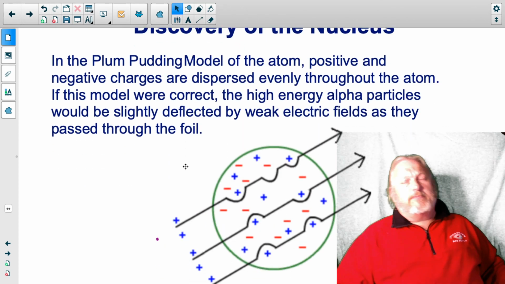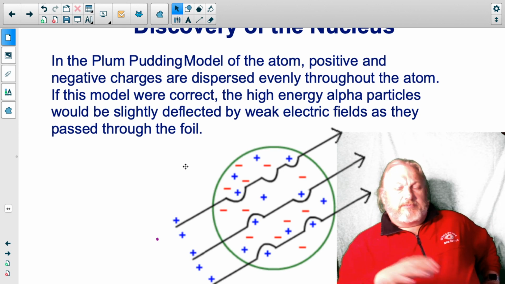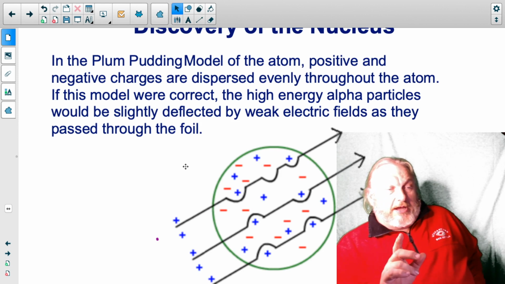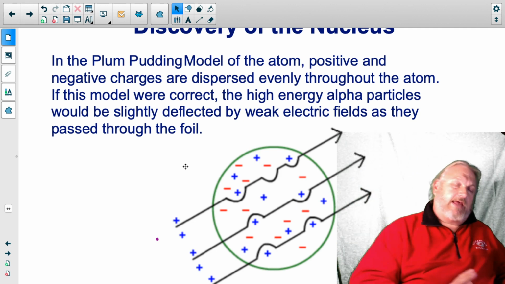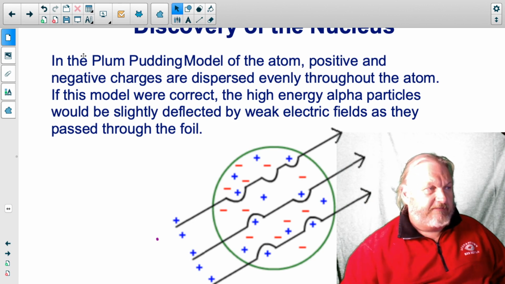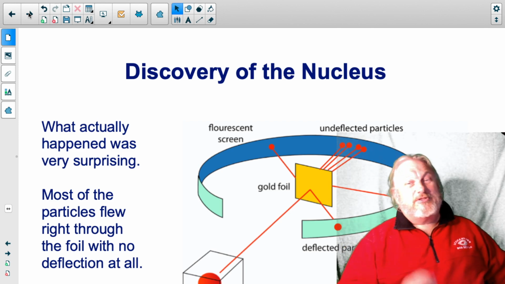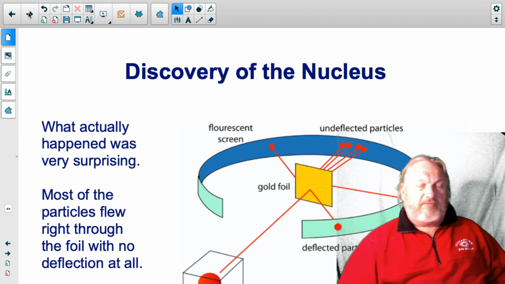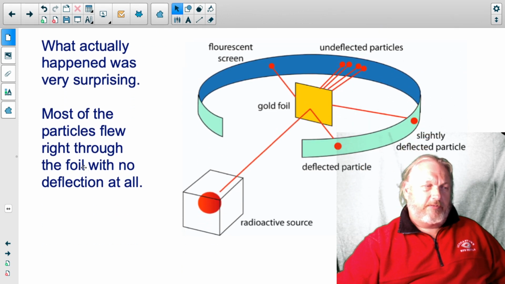In the plum pudding model, or the chocolate chip cookie of the atom, the positive and negative charges were dispersed evenly throughout the atom, right? So if this was correct, the high energy alpha particles would be slightly deflected. They go back and forth, but they pretty much go right through the foil in a straight line. Now, what happened surprised everybody. Most of the particles went right through the foil with no deflection at all.